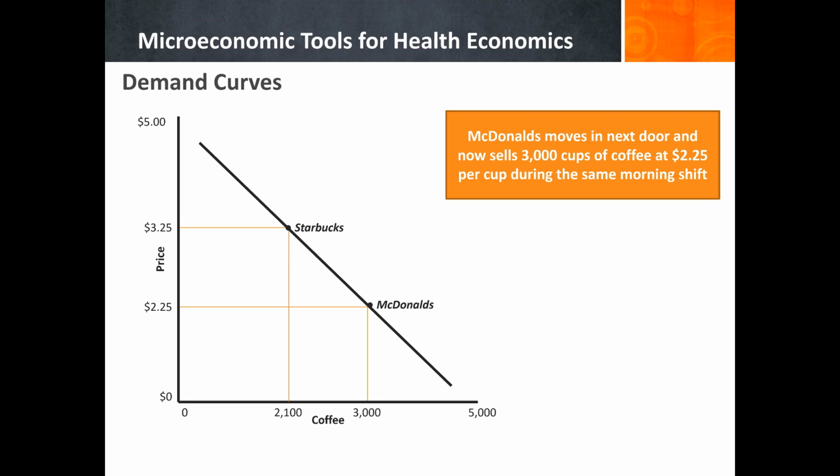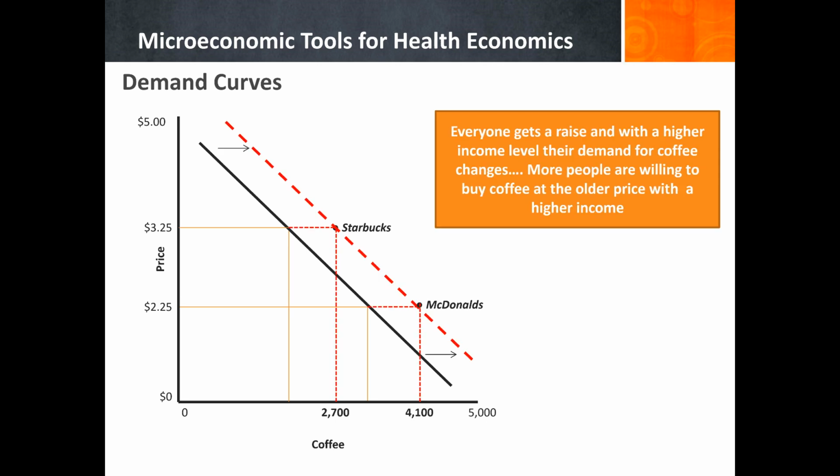And then because I can see how many cups McDonald's sold versus how many cups Starbucks sold, and I know the price difference is $1, I know $1 can change quantity by 900 cups. So now I'm measuring elasticity. Now, what happens when people make more money? So I'm shifting the demand curve.